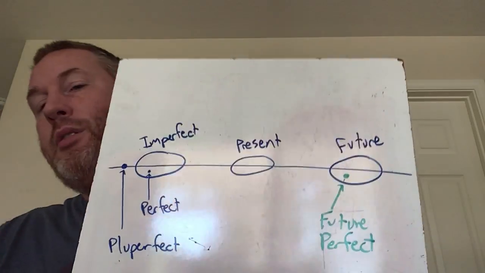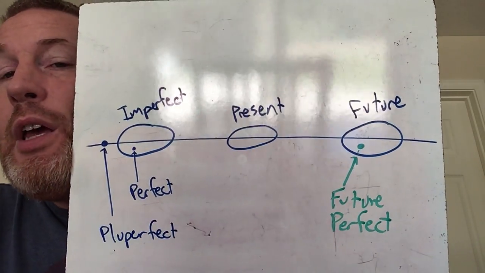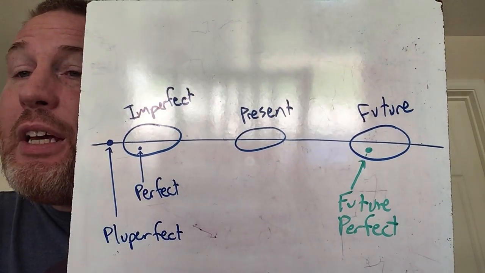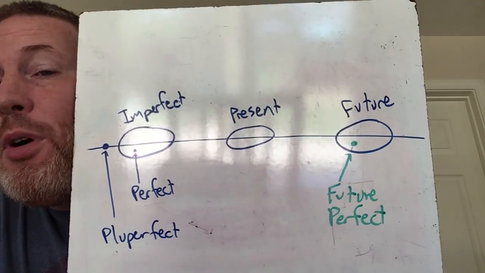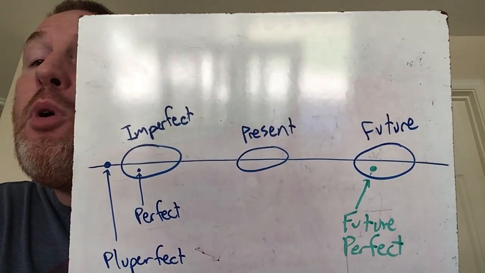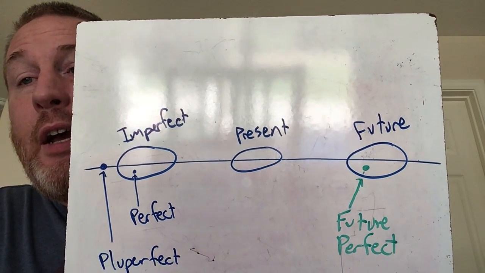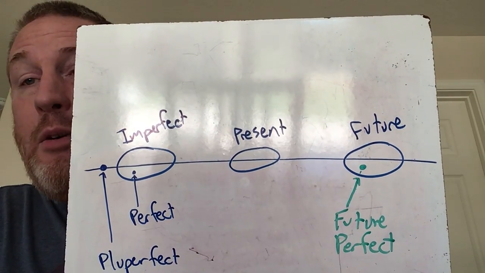Then we have something called the future perfect. And the future perfect is the future before the future. And it occurs in the future. So I'm not going to say that it always occurs before the future. It can occur in it. But the future perfect goes like this. Before you will graduate from John F. Kennedy High School, you will have taken Latin 1.